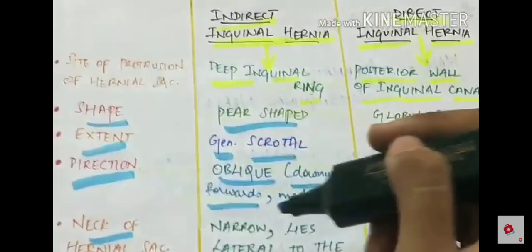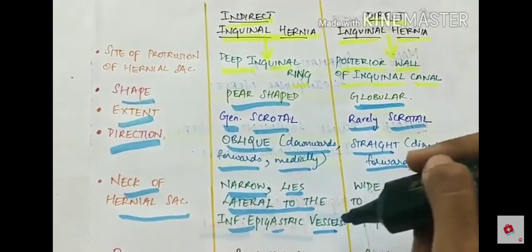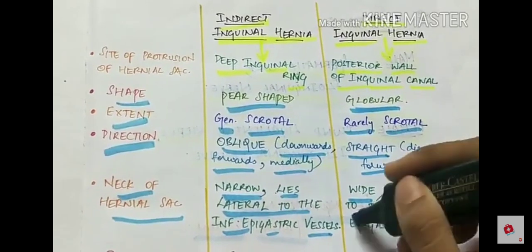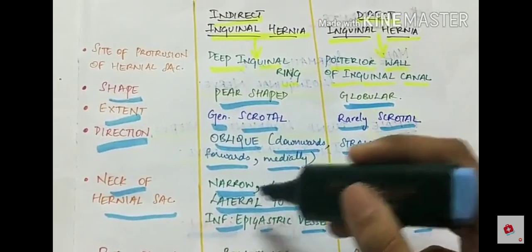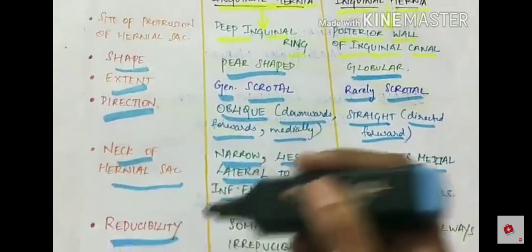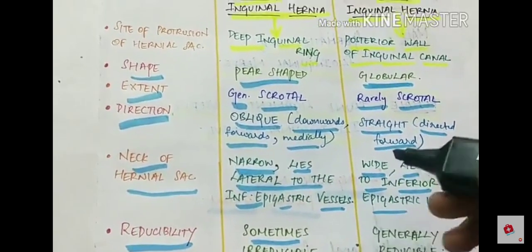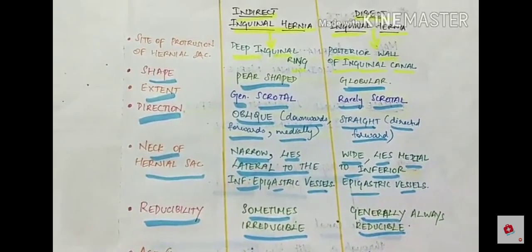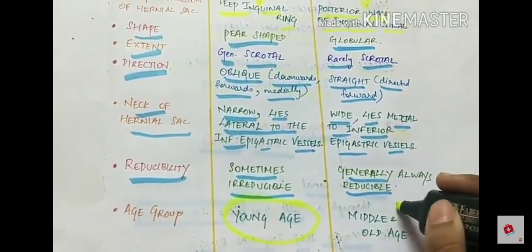The neck of hernial sac is narrow and lies lateral to the inferior epigastric vessels in indirect inguinal hernia, and the neck of hernial sac is wide and lies medial to inferior epigastric vessels in direct inguinal hernia. So here it is lateral and in direct it is medial to the inferior epigastric vessels. The reducibility in indirect inguinal hernia, sometimes it can be irreducible, whereas the direct inguinal hernia is generally always reducible. Indirect inguinal hernia occurs in young age and direct occurs most commonly in middle and old age.